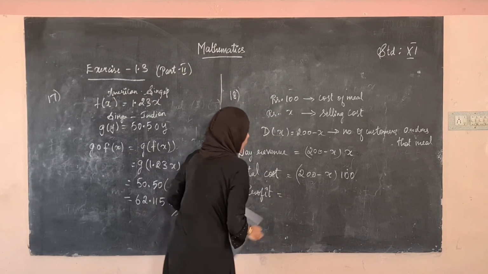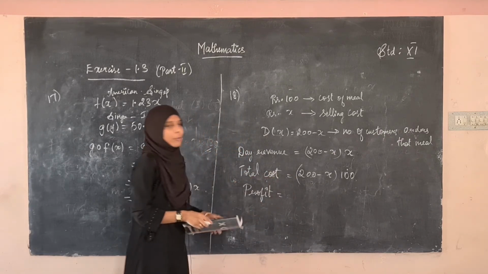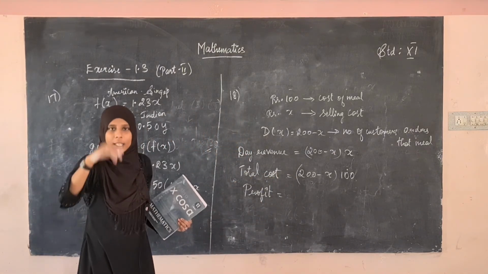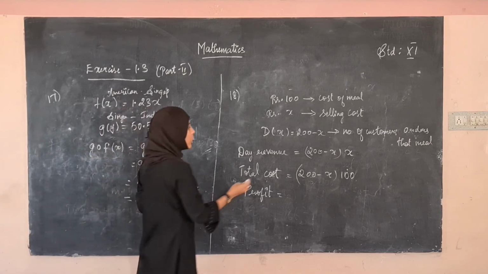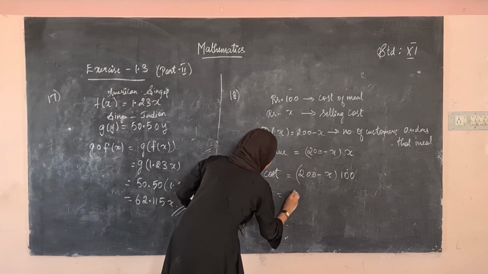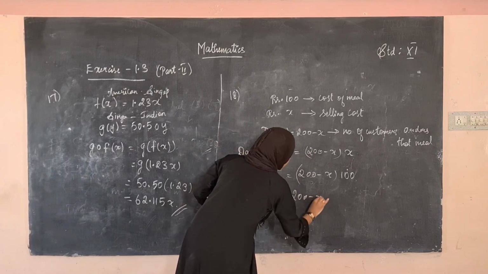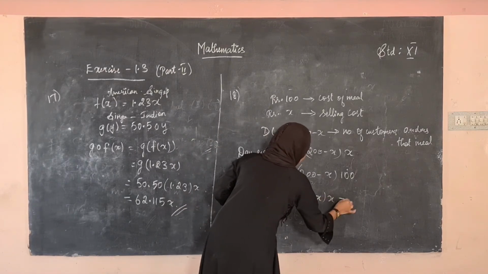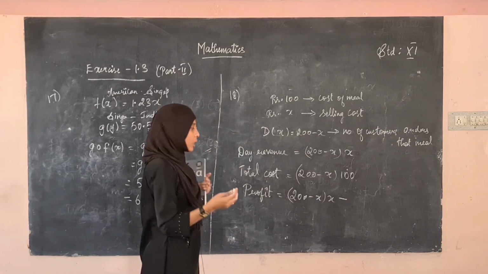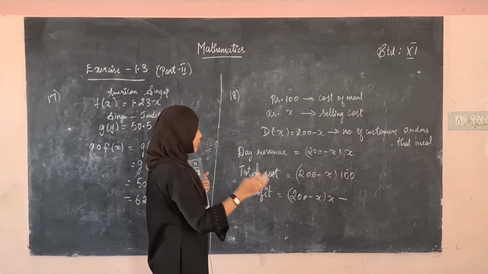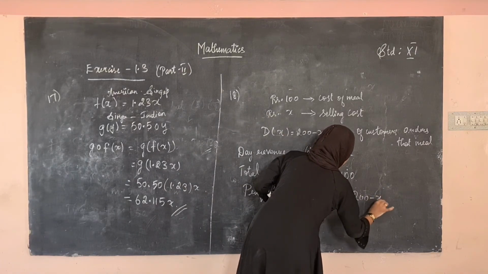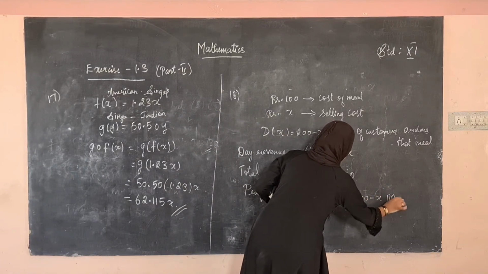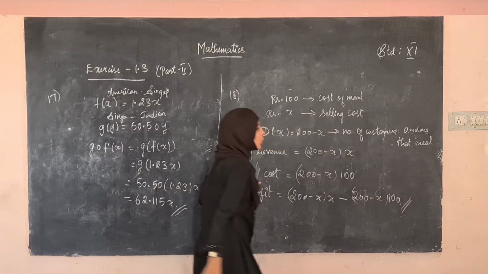So profit, how will you find the profit? Profit is how much they got, minus how much they spent; we will get the profit. This is the day revenue, right? How much did they get? 200 minus x into x, minus how much it costs for preparing the meal for 200 minus x persons, that is 200 minus x into 100. So this is the total profit.